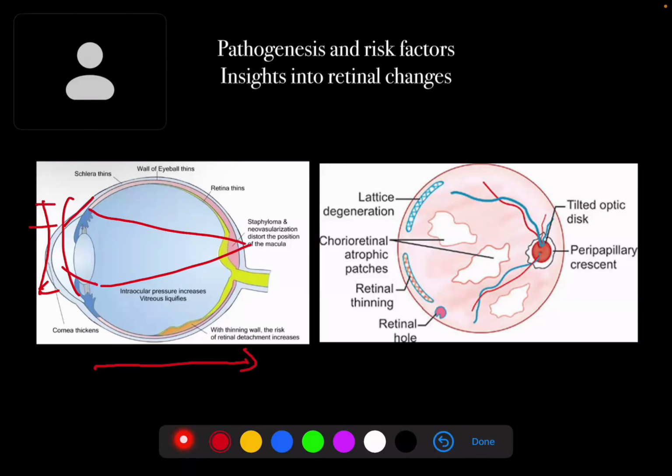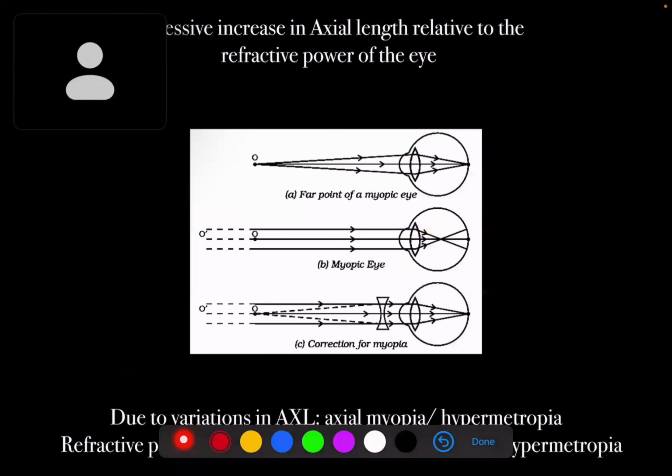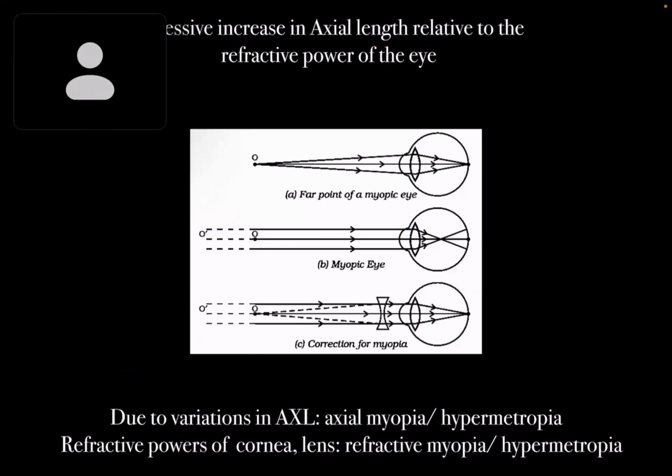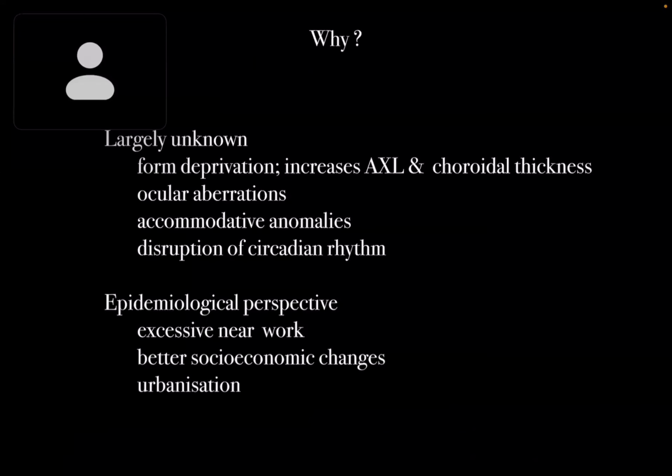In addition, some myopias, which we call pathological myopias, develop various problems in the eye over a long period of time. So it's very important to follow up a myopia patient properly. They have an excessive increase in axial length relative to the refractive power of the eye. That's a definition of myopia. There are so many varieties. Due to variations in the axial length, you can have myopia; if it's short, hypermetropia. There are other causes as well. Largely, we don't know why these things occur in children, especially myopia or hypermetropia.